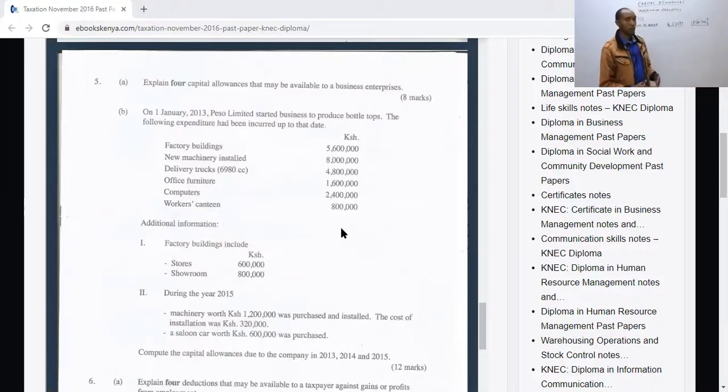So take that time, get through the question so that we can start solving it. I'm just giving you a few minutes to go through that question. On the board, I've just done the format for you. Remember, we also did a format on how to calculate investment deductions. So go through that question.